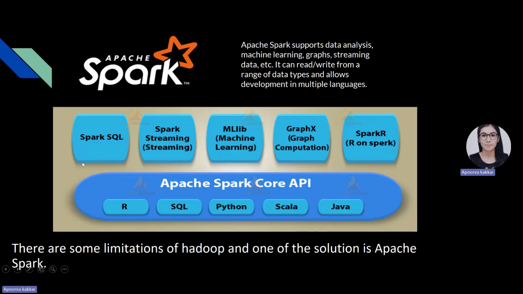As you can see here, this is the architecture of Spark where you can write SQL queries. Real-time streaming is also possible. There is a machine learning library, graph computation, and a platform for R. And these are the Apache Spark core APIs in different languages like R, SQL, Python, Scala, and Java. Whereas if we talk about Hadoop, it was limited only to Java.